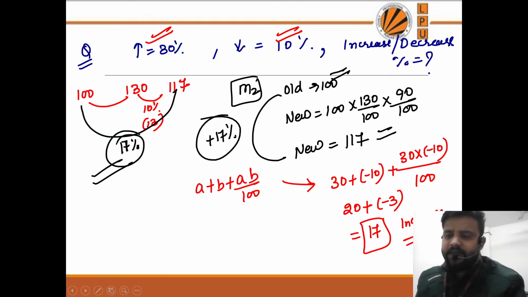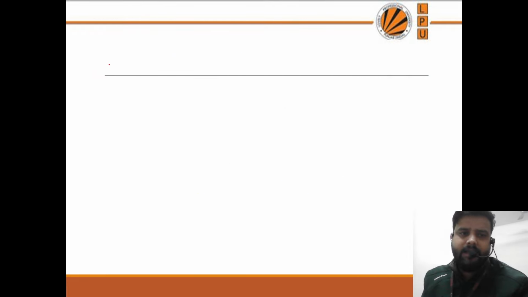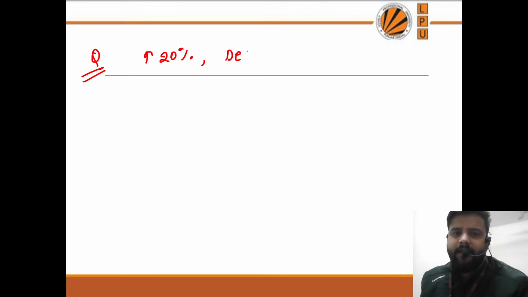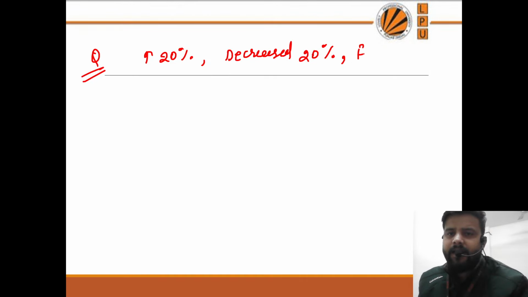Now let's take the question of Sumit. Sumit is asking, if let's say price is increased by 20% and now it is decreased by 20%. Now tell me final increase or decrease percent.